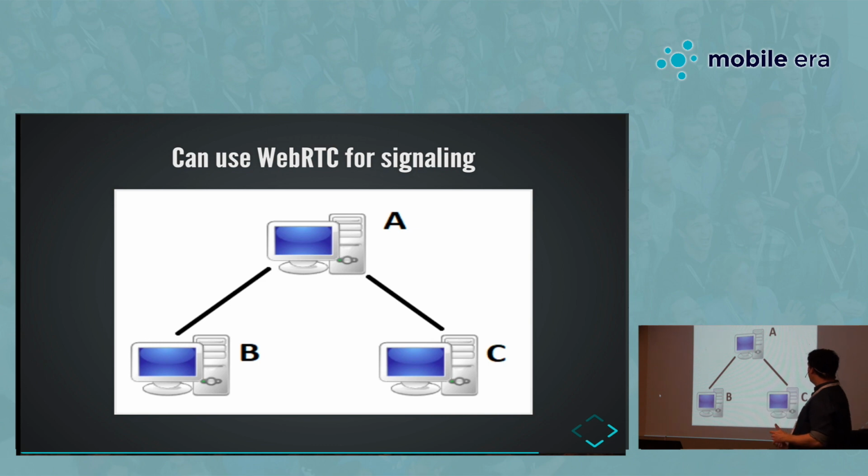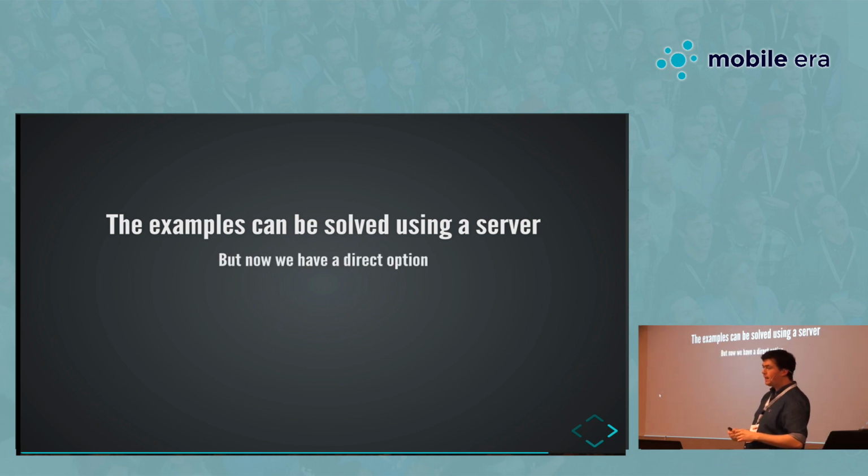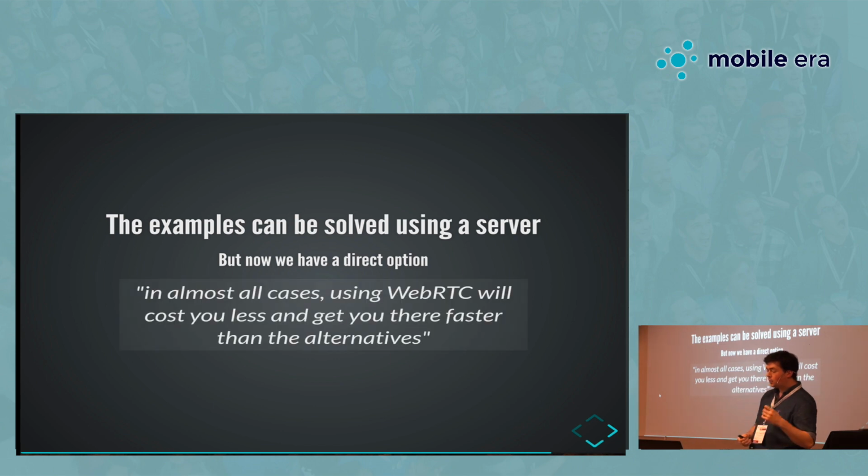One example is if you're already connected to two people and want to connect another, or for example, if B and C lose their connection to each other, then you can of course use a signaling server, but that's slower because it's usually far away. But if your friends are close, then connecting would be more or less instant. You can use it to speed up the connection process if you already have a shared connection. And all of the examples I showed you can be solved using a server. But now we have a direct option. And in almost all cases, using WebRTC will cost you less and get you there faster than the alternatives.